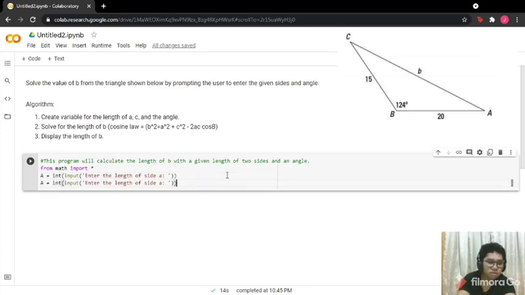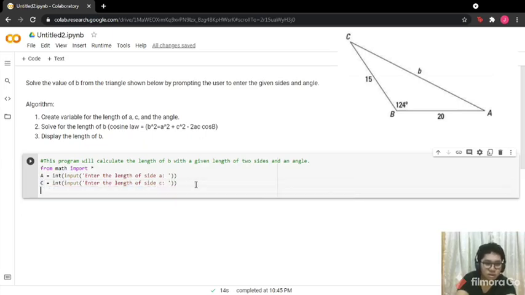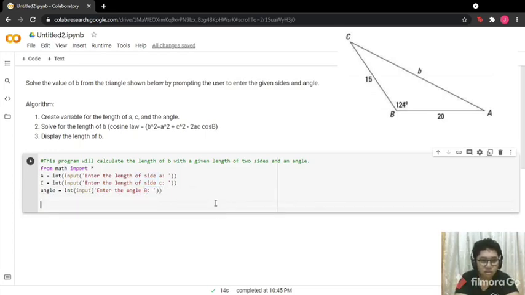Then with a given side, side c rather, enter the length of side c. Then the angle, input or enter the angle of b. Enter the angle of b. Then I will solve the length of b by using the cosine law. First, I will use the b squared. Then later, I will get the square root of that.